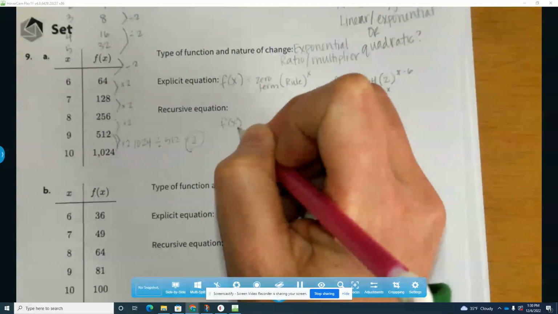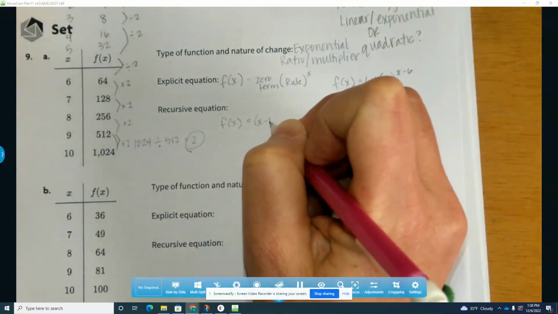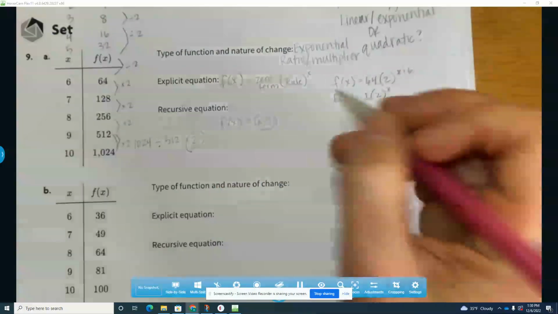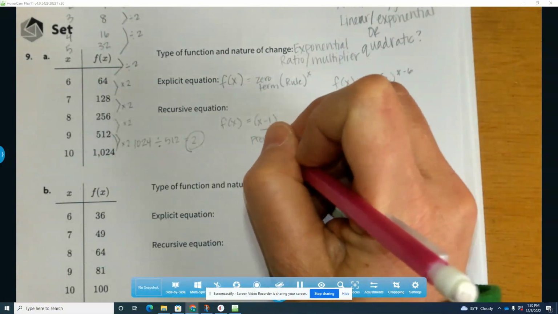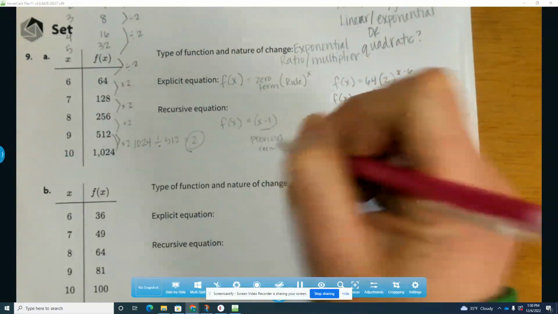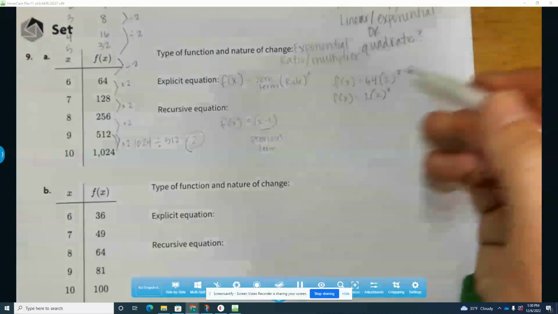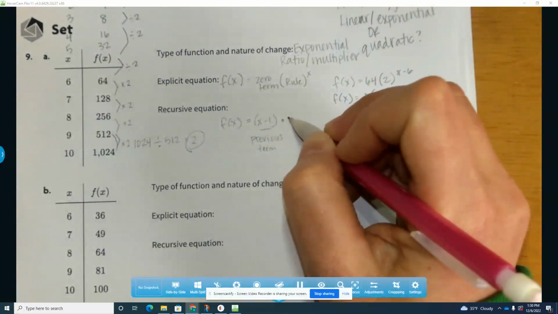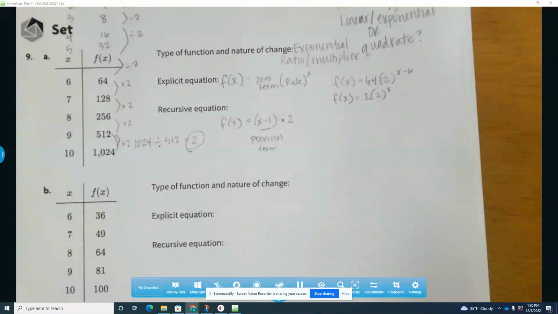Recursive is always the same. This x minus 1 is always there. That just means it's your previous term. We're not necessarily subtracting 1 from anything. So x minus 1 and then multiply by your rule. Okay.